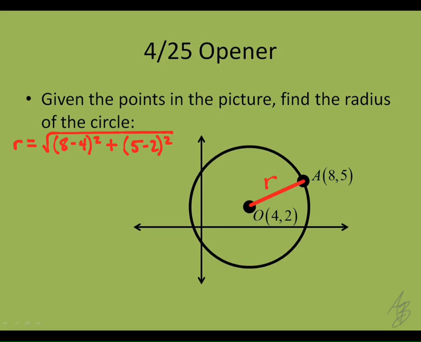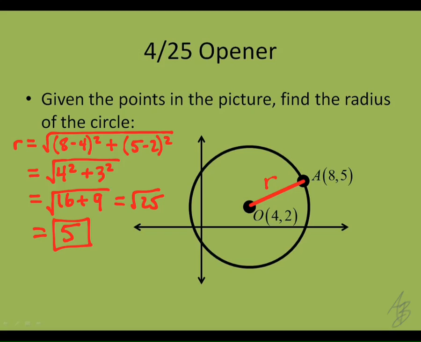Maya, what is 8 minus 4? 4. So we get 4 squared plus 5 minus 2 is, we get 3 squared. 4 squared is 16, and 3 squared is 9. 16 plus 9 is 25. So the square root of 25 is 5. So the radius of this circle is 5. Any questions about that?